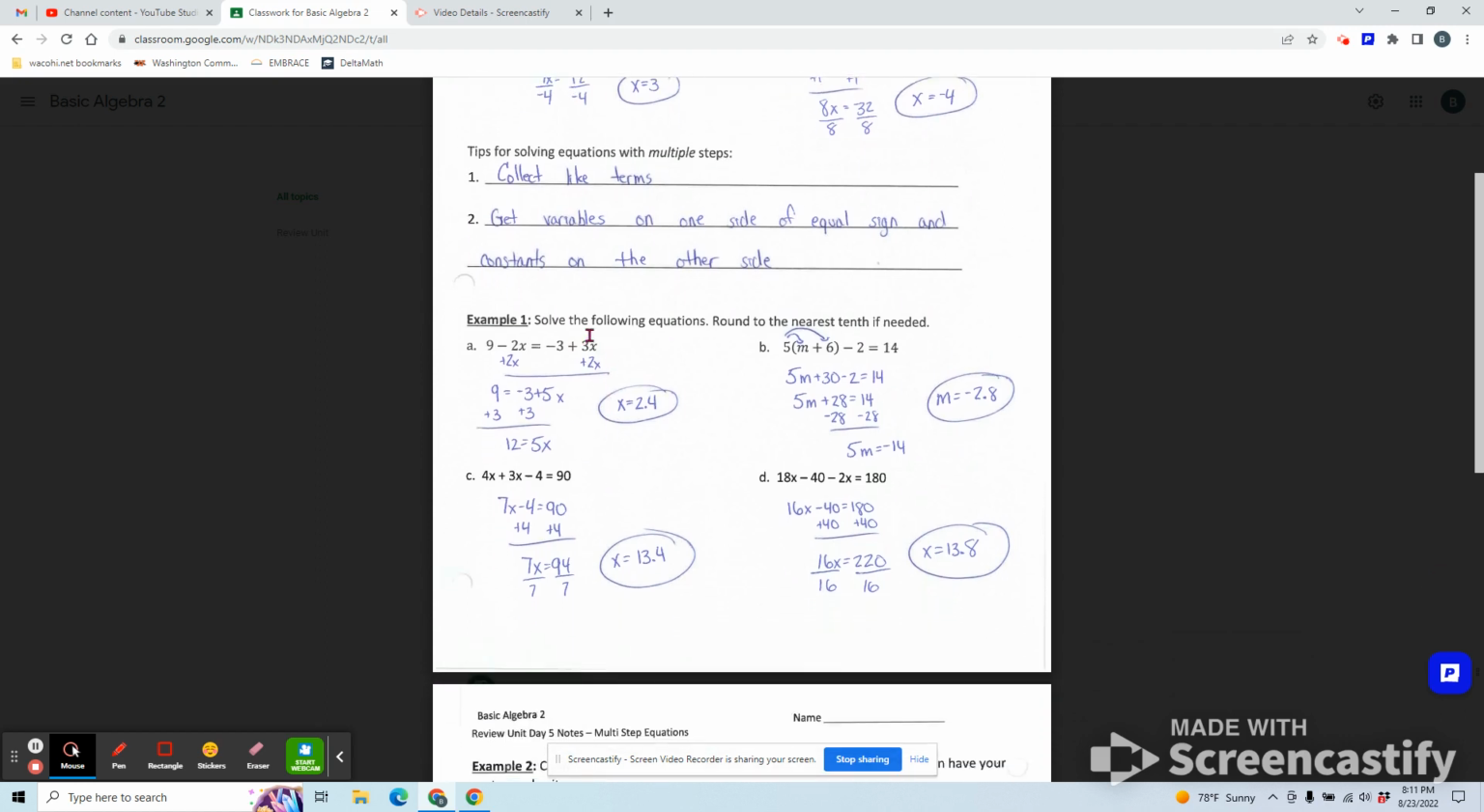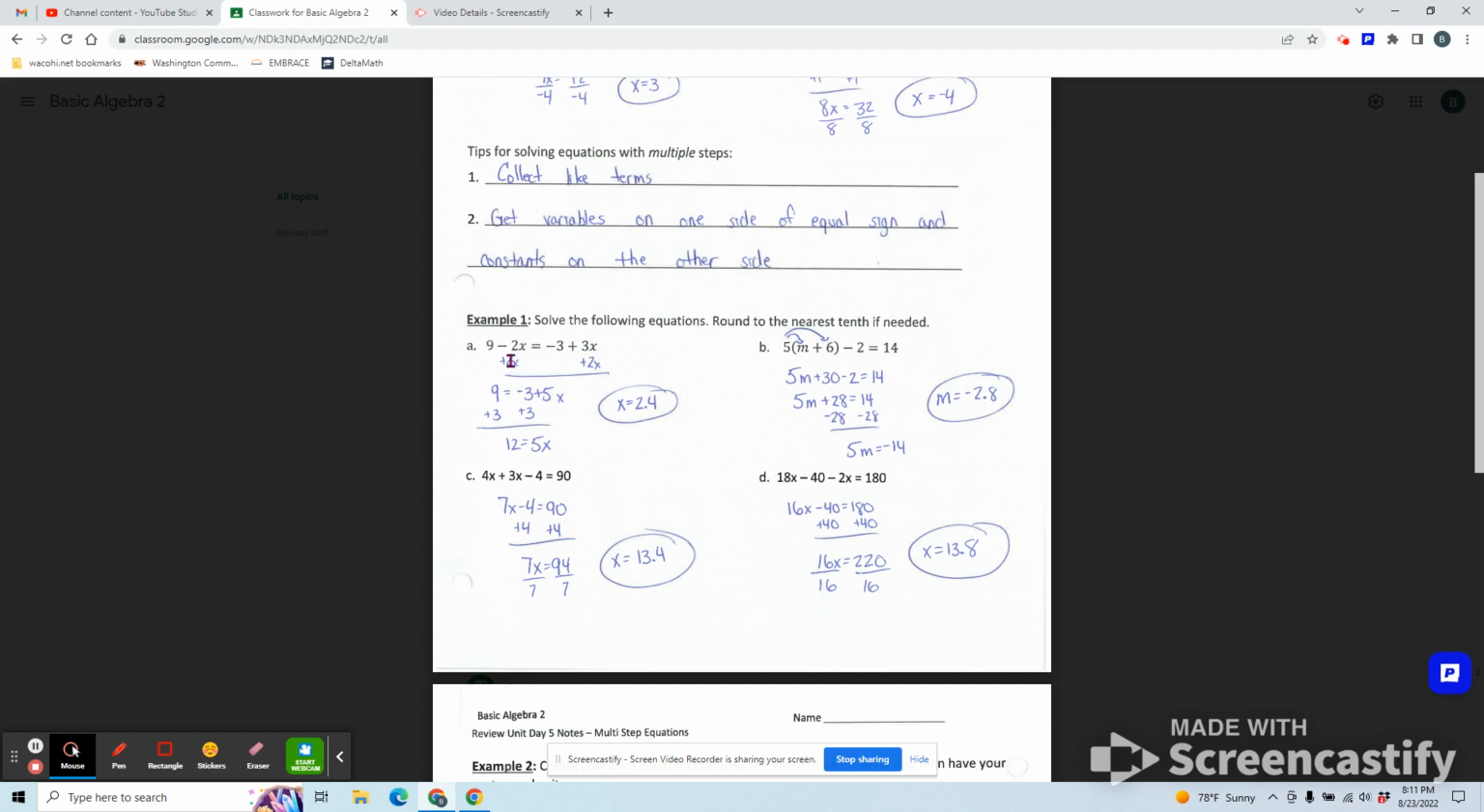So let's walk through the first one. Solve the following equations and round to the nearest tenth. So here I am choosing, because there's many different ways that you can solve these, I am choosing to get my x's on the right-hand side. So just like I did in the past few days, to undo subtraction, I'm going to add. So I add 2x. Now notice when I'm adding, I'm lining up my like terms. So here's a negative 2x, I'm putting the positive 2x right below it. Here's a 3x, I'm putting the 2x right below it. I'm lining up my like terms.